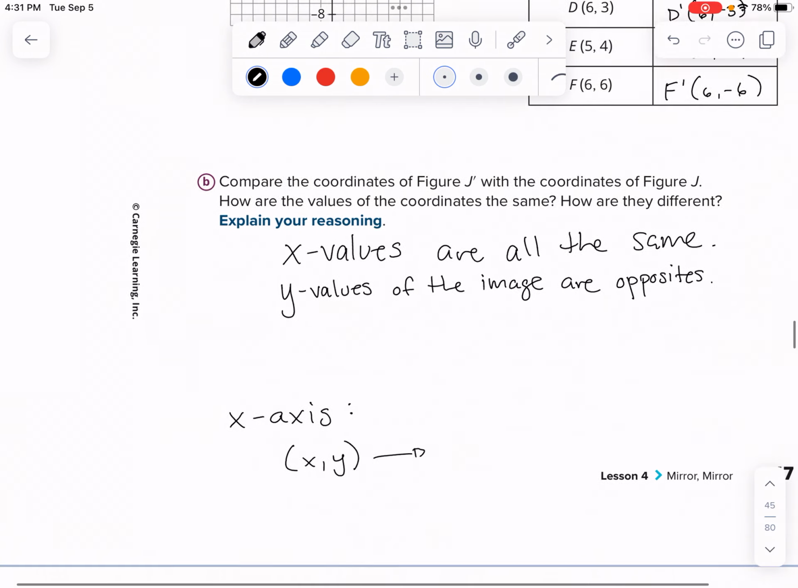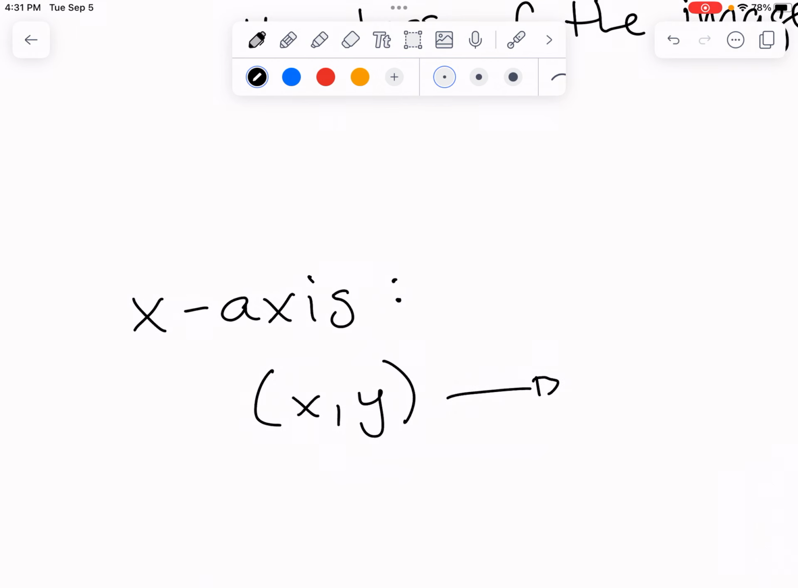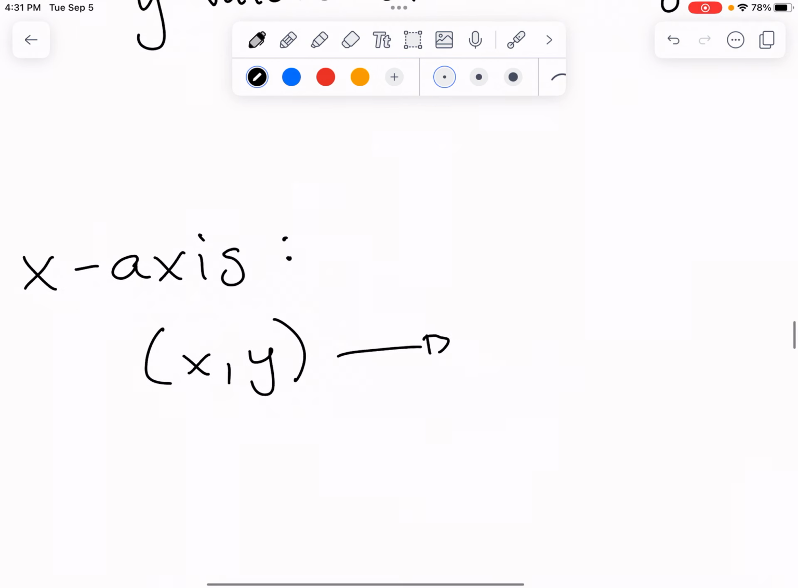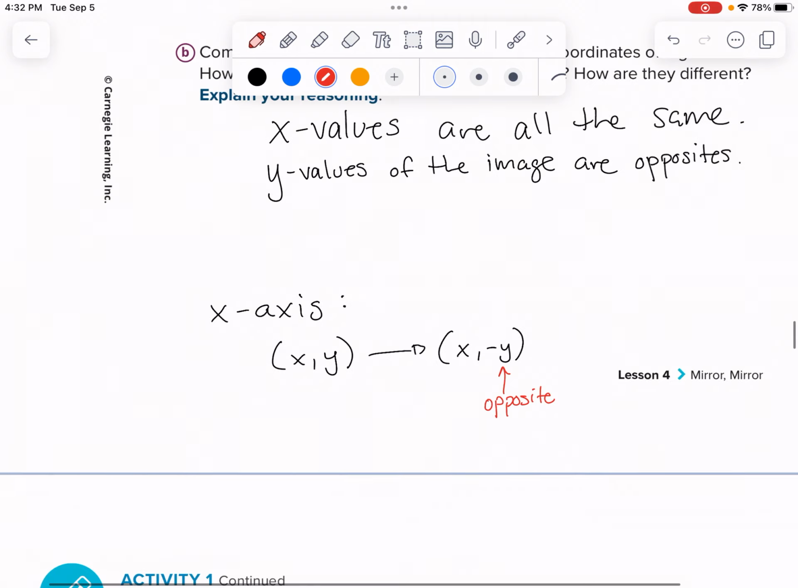So at the bottom, I'd like for you to put reflecting about the x-axis. Any point x and y becomes x comma -y. Now this right here does not mean make all the y's negative. It just means the opposite of whatever the y is. So if it's positive, it becomes negative, and if it's negative, it becomes positive.